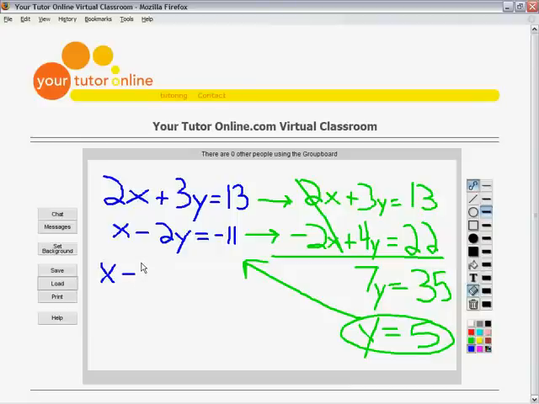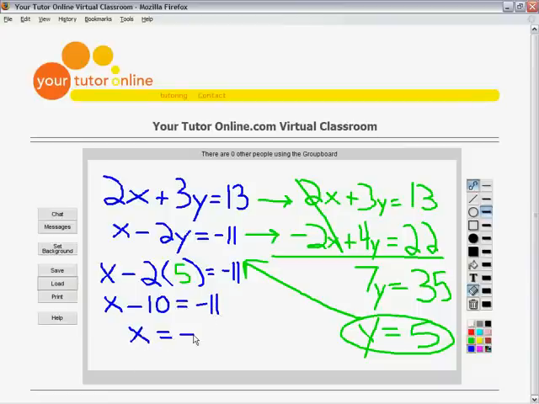X minus 2 times 5 is equal to negative 11. X minus 10, that's negative 2 times 5 is negative 10, is equal to negative 11. Add 10 to both sides, and x is negative 1.